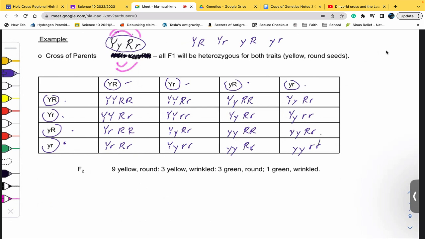Okay, now let's go through this and let's count up how many. I mean, I've already got the results here, but let's confirm how many yellow, how many round, how many green, how many wrinkled. So, first of all, big Y will indicate yellow, big R indicates round, so that's yellow round, that's 1.